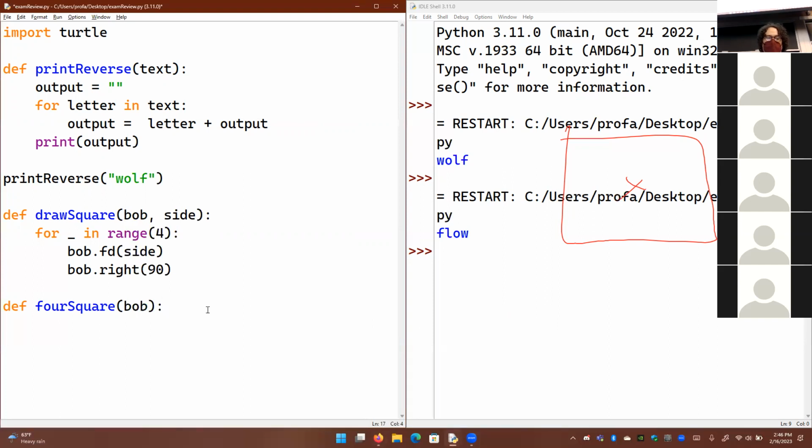So the first thing Bob is going to do is draw a square. Honestly, it doesn't matter how big it is. Bob, and let's call it 100.